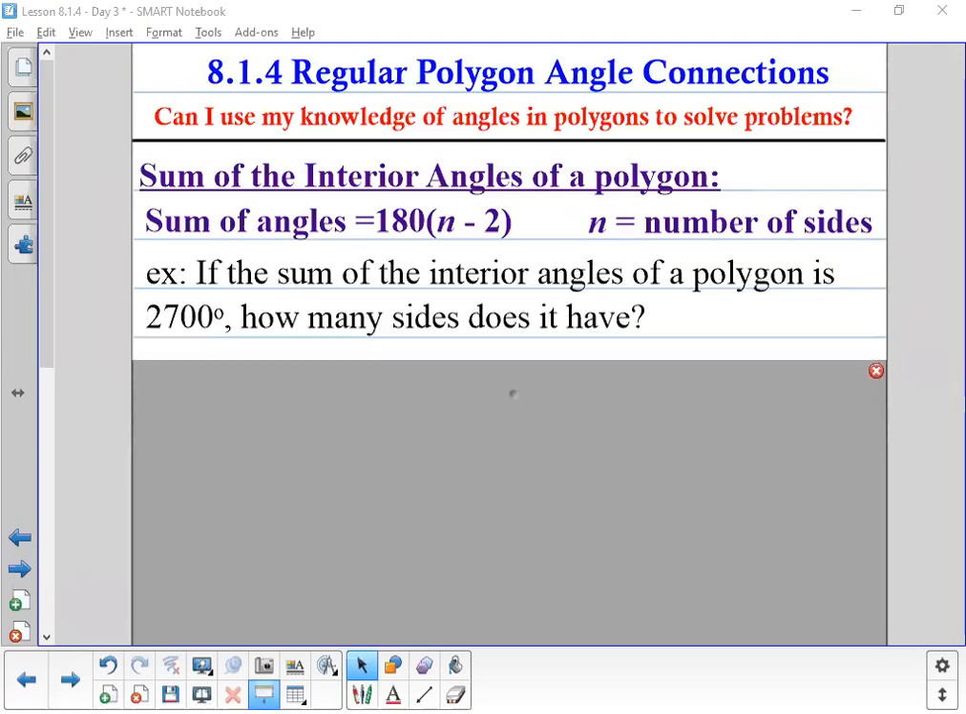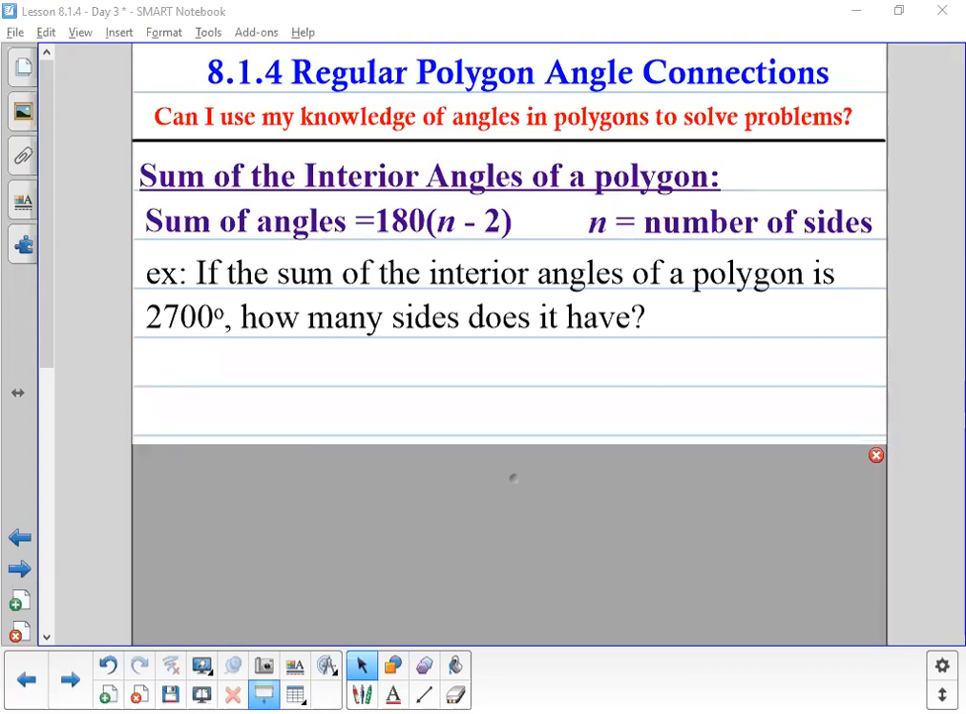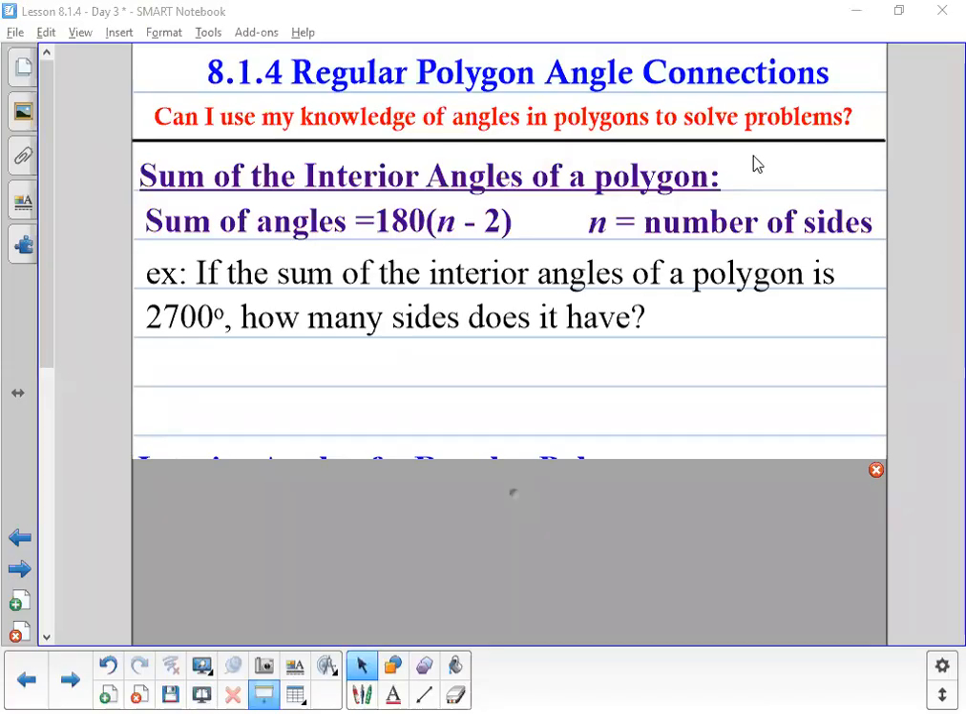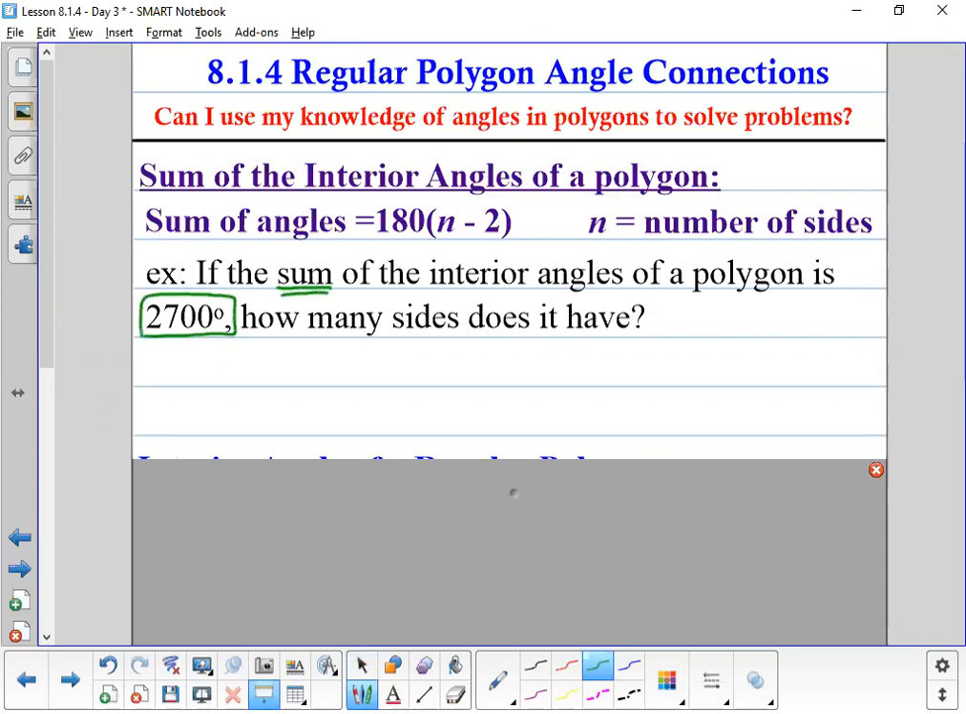So if I have an example like this, the sum of the interior angles of a polygon is 2,700 degrees. How many sides does it have? I can use this formula to help me find the number of sides. We know the sum of the interior angles is equal to 2,700 degrees. So that is going to go here into our formula.